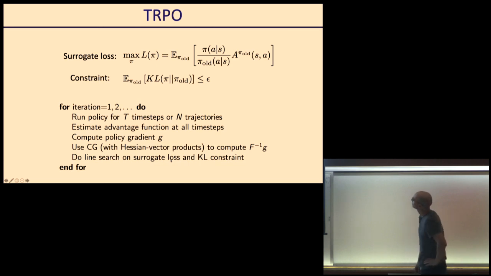So it's a little bit complex, but it's actually a very well-motivated method, in the sense that you now clearly define in which region you trust your local approximation. Within that region, you find the optimal point and move to that, and then get new trajectories, which gives you a new region in which you can trust your new surrogate loss, and repeat.